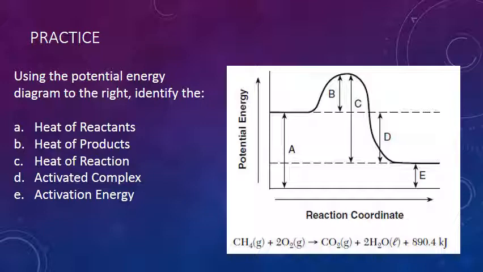Okay, so we're back. Aleko, what letter is the heat of reactants? So the heat of the reactants would be line A. The heat of the products would be line E. Alright, you're getting a little ahead here. Didn't ask. But what's the heat of reaction, Nabiha? The heat of reaction is line D.